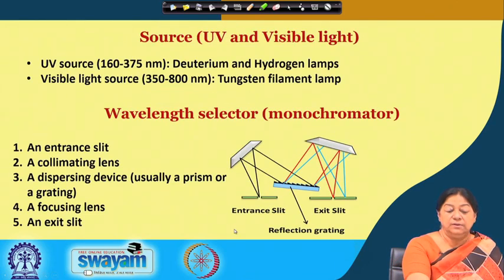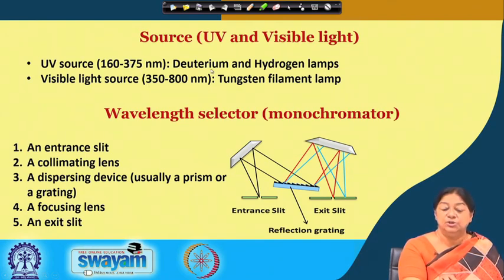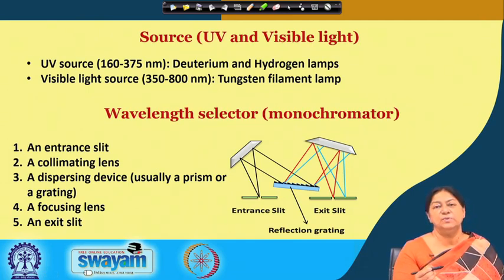Now, when we look at the UV and visible lights, we have a UV source that is present in the machine and a visible light source that covers two different wavelength regions. So, we have the D2 lamp usually, that is from 160 to 375 nanometer, and then the visible light source, just overlapping a bit, which is the tungsten filament lamp. We look at a wavelength selector, which is basically a reflection grating that will select a specific wavelength of our interest that we are going to use for our measurements.